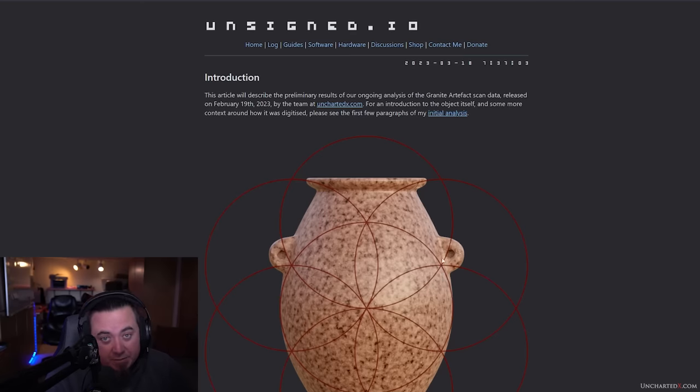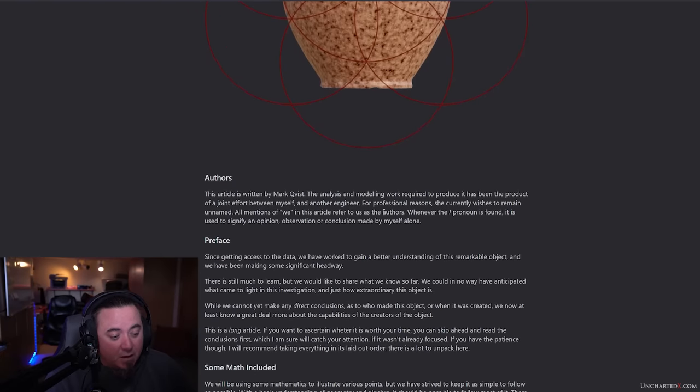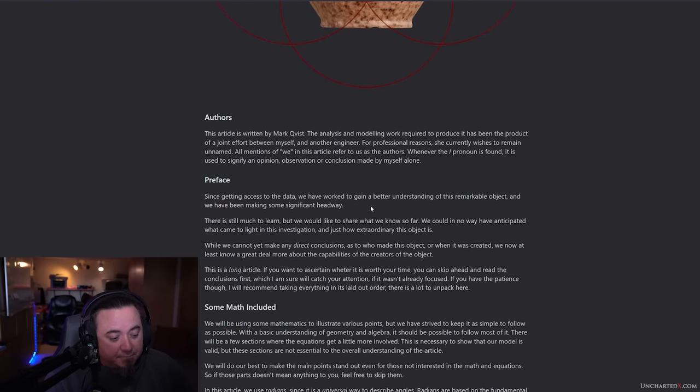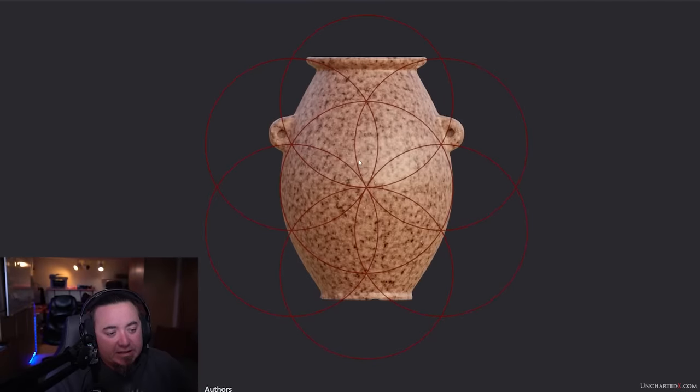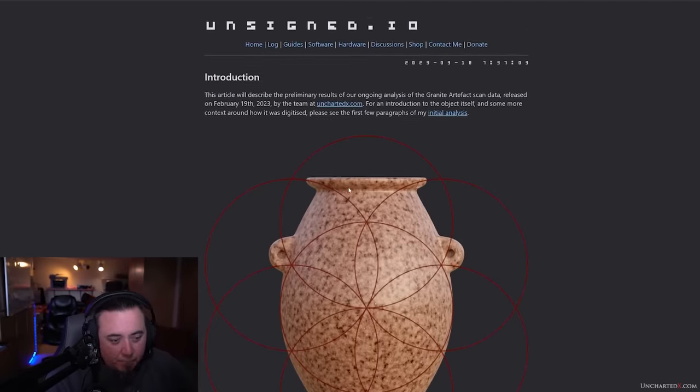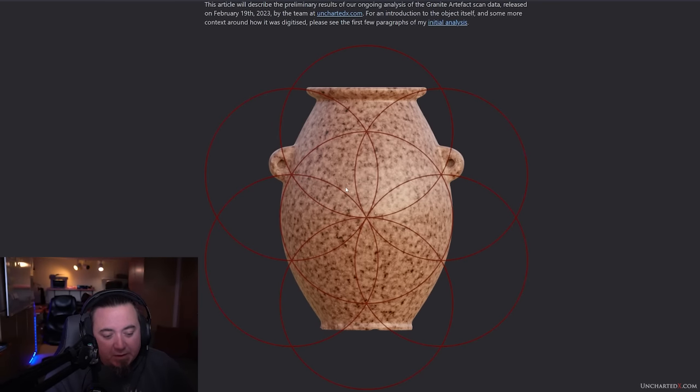Mark went much deeper than that. He took the scan and did a mathematical analysis of it. We don't have to dive into the math, but there are a few things that come out of this. One of them is that the vase can be represented essentially with a single algorithm. And it's been reverse engineered to the point where this is much more than just a simple object.